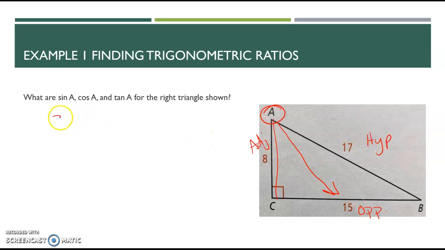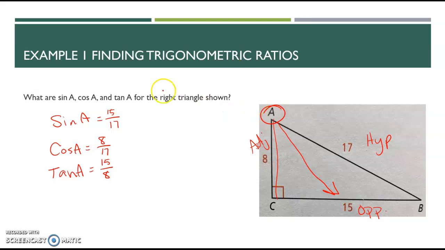So from here, I'm going to do sine A equals, and sine is opposite, so 15 over hypotenuse, 17. And then cosine of A is going to be adjacent, so that would be 8 over hypotenuse, which is 17. And then tangent of angle A is going to be opposite, which is 15 over adjacent, which is 8. And that is how we write our trig functions for our angle.